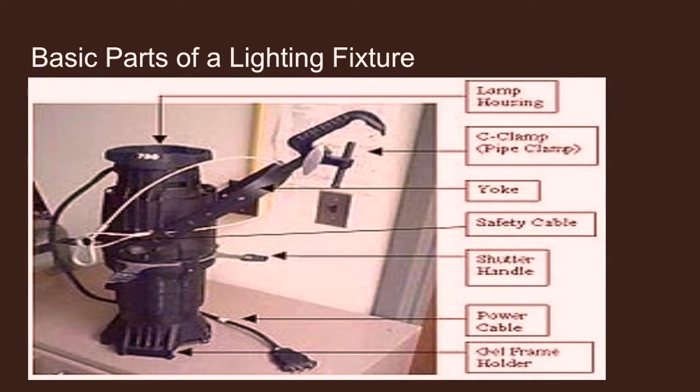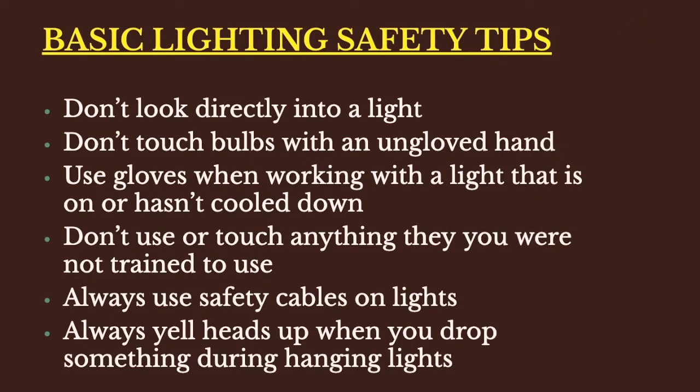Next is a shutter handle. A shutter handle helps bring in the shape of a light. Then, of course, we have our power cable because lights are powered by electricity, so you've got to be able to plug it into something. And then you have your gel frame. Gel is a thin piece of colored plastic that you can put in front of certain lights to change the color of the light. Now, let's talk about some safety tips.